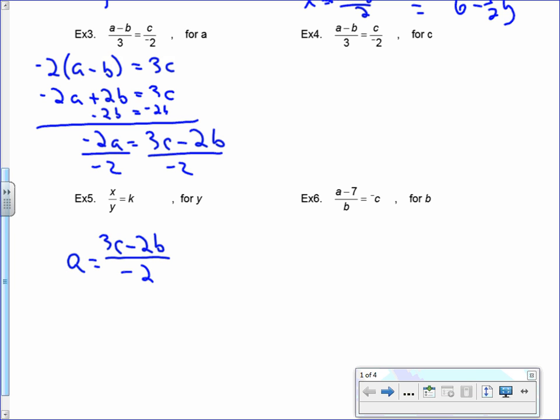Good? What's the other way that answer can be written? 3 divided by negative 2 is 3 over 2, and it's negative, so on the c. And negative 2 divided by negative 2 is positive 1. Okay? Good? Question? Anyone?